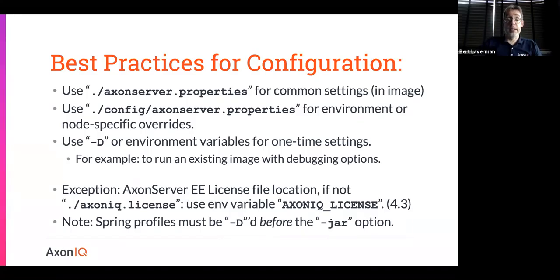There is also a license file for AxonServer Enterprise Edition. And for version 4.3, the only way to change the location of that license file is using an environment variable. With 4.4, we introduced a property for the location of this file. Added a note here, it is a Spring Boot application. So if you want to do things like set Spring profiles, make sure that you use the -D option before the -jar or environment variables.